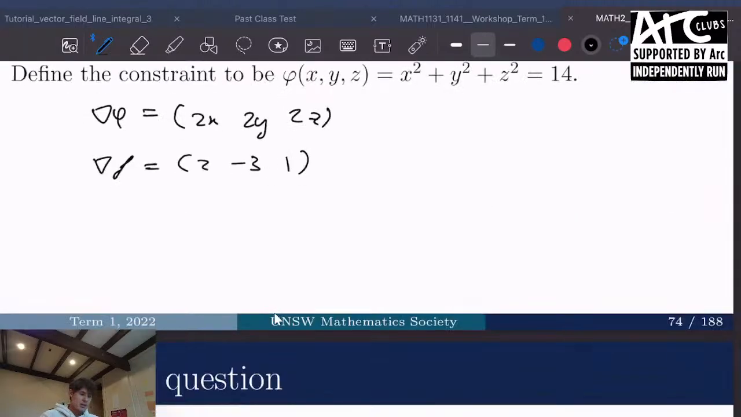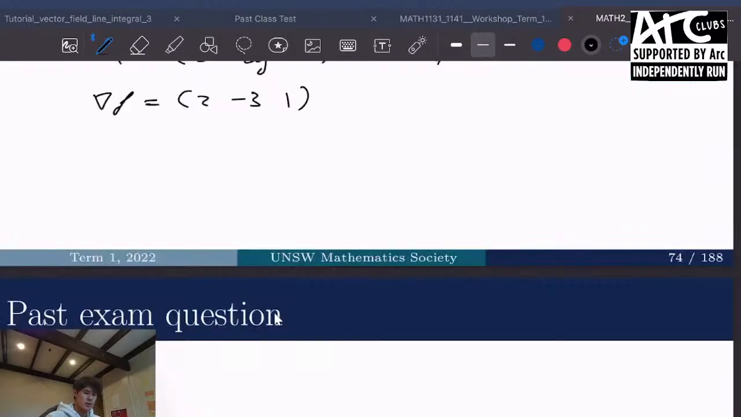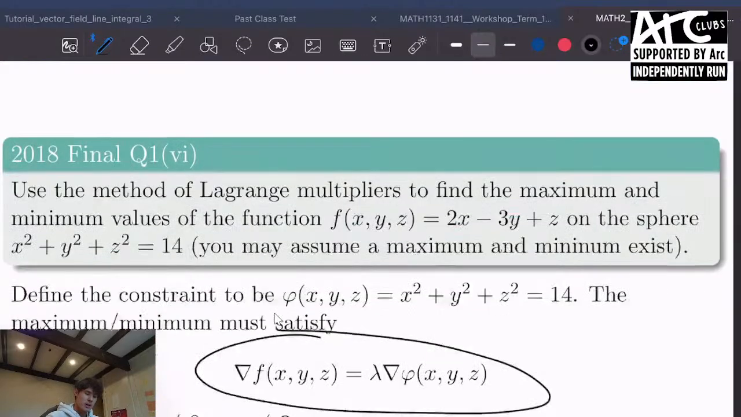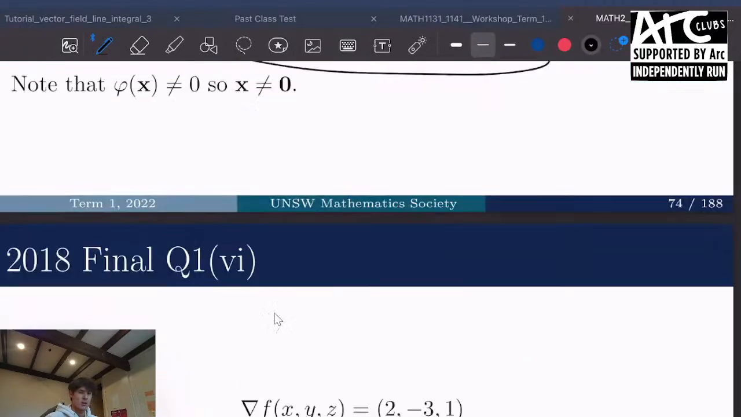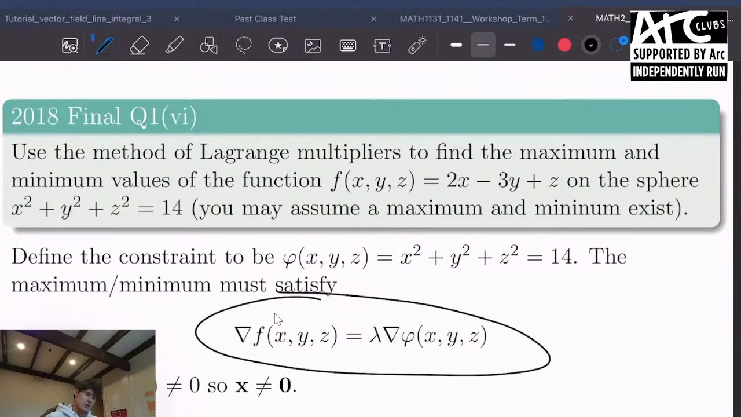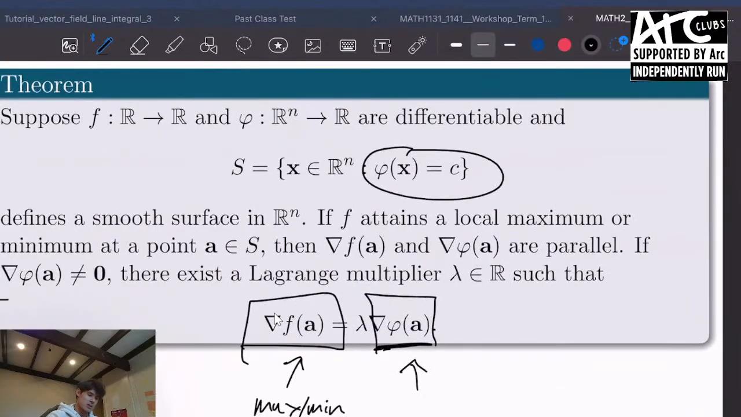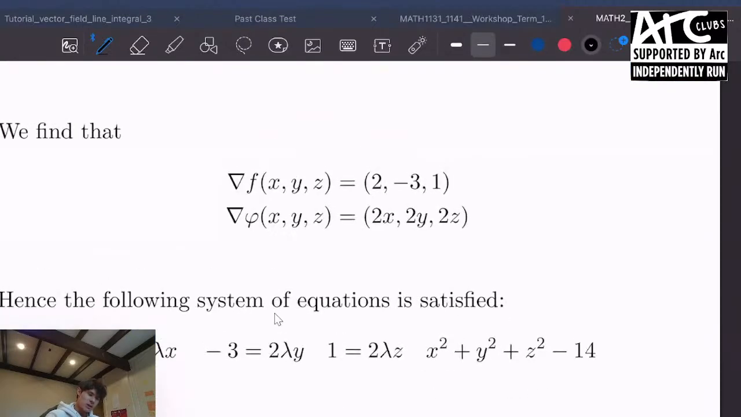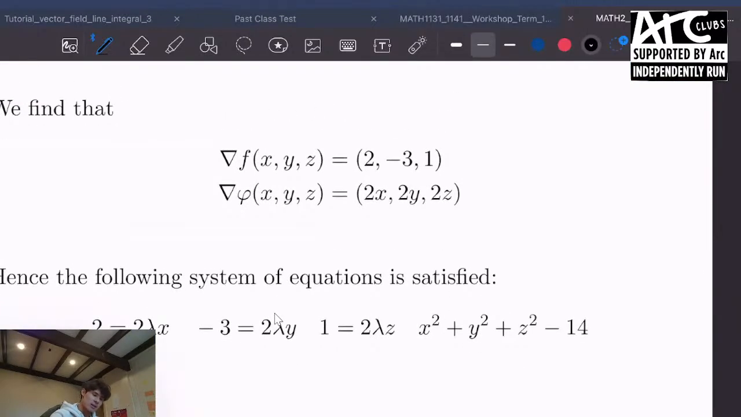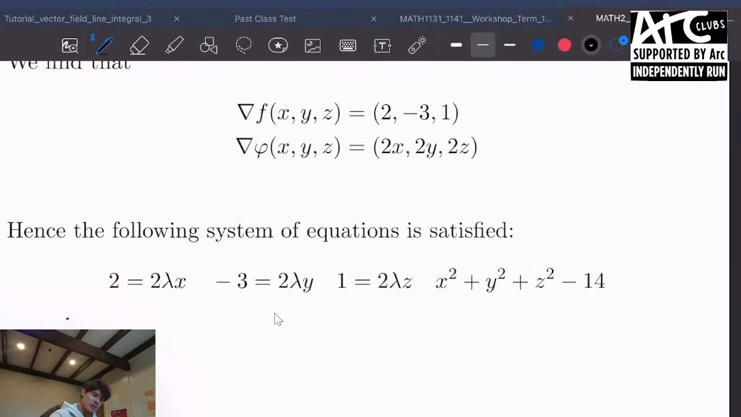As long as x, y, and z are all non-zero, then the gradient of the constraint never equals 0, so we can ignore that issue with the Lagrange multiplier. Remember, one of the conditions is that it's non-zero. Now what we're doing is using this to equate components, so we should get these 4 equations.